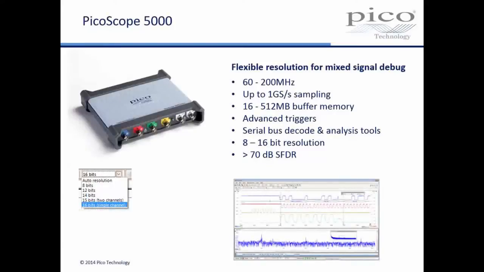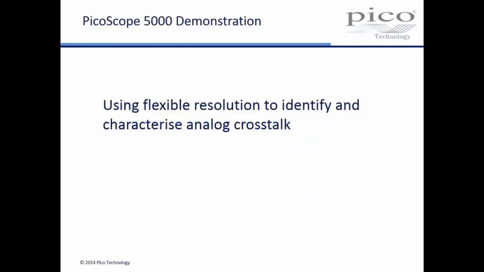But improved resolution is of little benefit unless accompanied by improved front-end performance. The Picoscope 5000 is specified with greater than 70 dB spurious-free dynamic range. Next, we'll have a look at a demonstration of the Picoscope 5000. This demonstration will show how the scope can switch from 8 to 12-bit resolution to reveal characteristics of high-frequency noise that are interfering with a low-frequency signal.